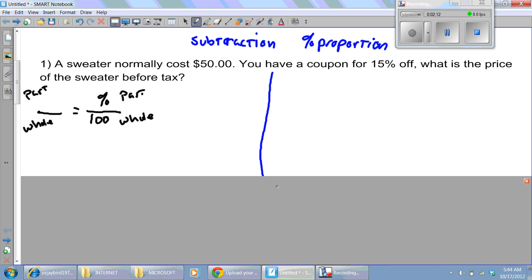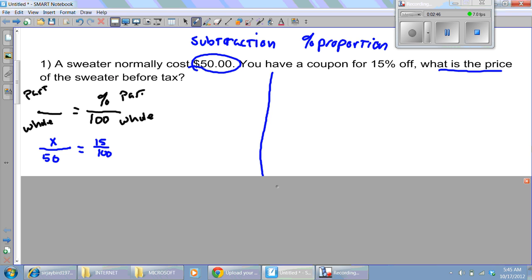So when I go to do this, my percent proportion is going to look like this. I'm going to have the 15% over 100. And on the left-hand side, the $50 here, that's the normal price. That's the full price of the sweater. So I'm going to put the 50 down here. Now, I don't know the new price of the sweater, the discounted price. So I'm going to put an X there.